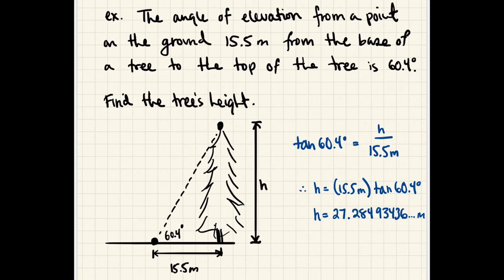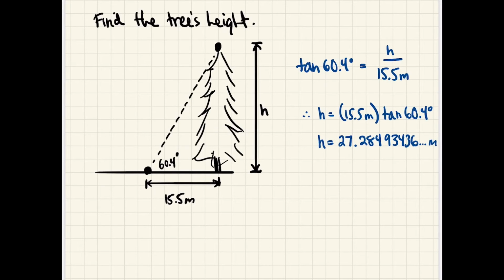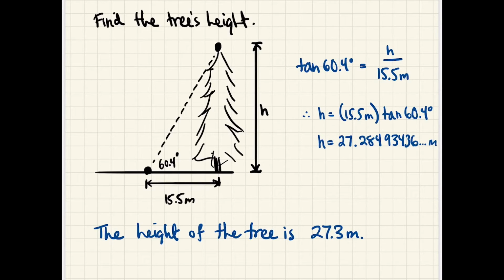We have no choice but to round our answer to the precision given in the problem, which would be the nearest tenth of a meter. So we'll just say 27.3 meters. And again, if we were going to use this h in a further calculation, we would need to use the very precise one that we calculated, but in our final answer, we have to use the rounded version. If we wanted to get more precise, we would just have to be more precise with this measurement we took down here.